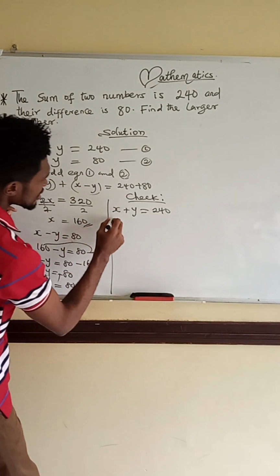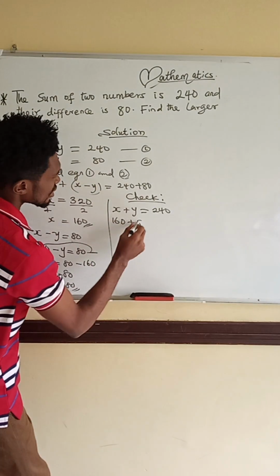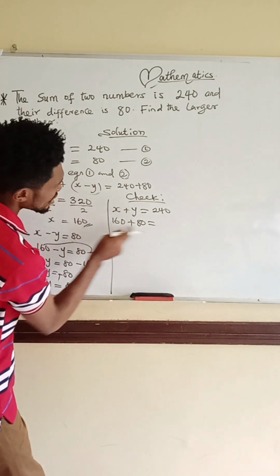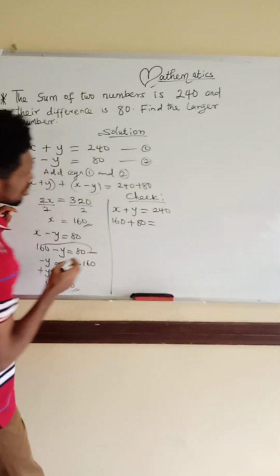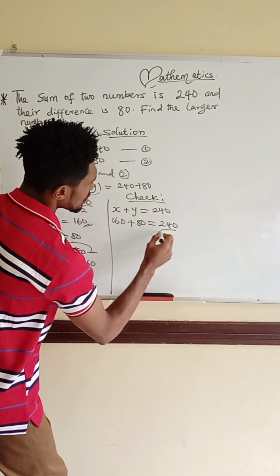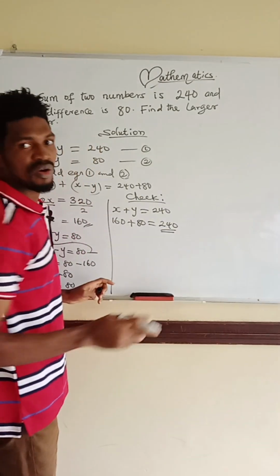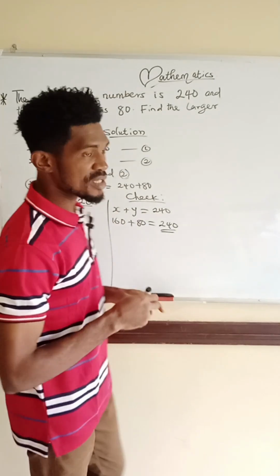Our x is 160 plus our y, which is 80. When you add these two together with your calculator, you should get 240. If you didn't get 240, that means you are wrong. Check that and see if you got 240. And if you got 240, that means you are right.